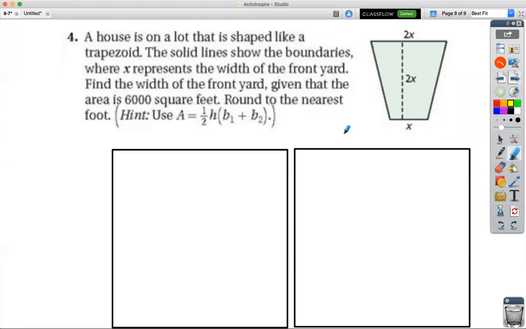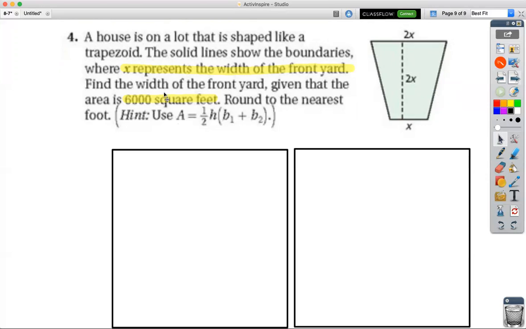Remembering we have some information we can use. The area is 6,000 square feet, so we can highlight that. And x represents the width of the front yard. We're going to round to the nearest foot, and we are also given some tips right here. The area of a trapezoid is one half of the height multiplied by the sum of the two bases. What are the two bases? It's the top and the bottom sides.